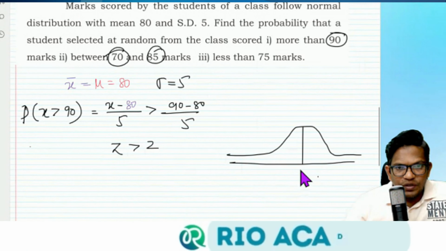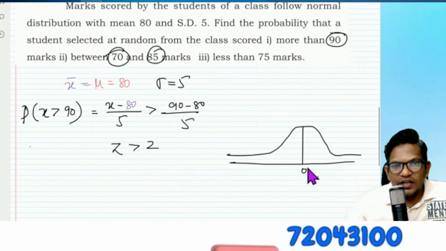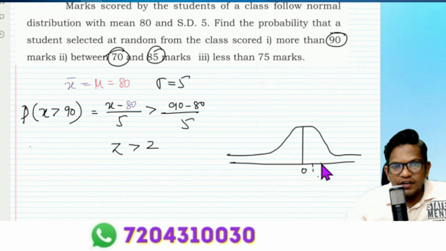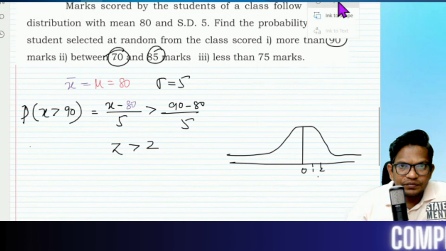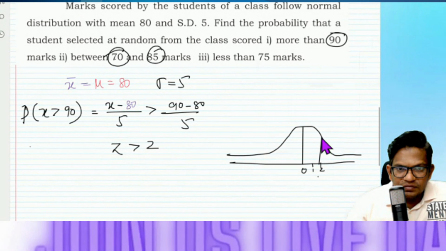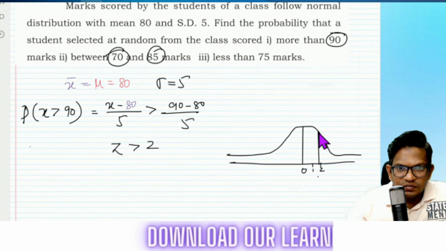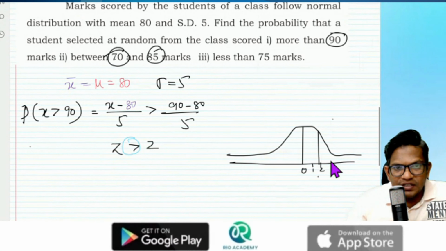So here is the 0. Here we have 2, right? Greater than 2, they said. This is the 1 and 2. Draw a line from this. Tell me, this sign, which side is showing? This side, right?